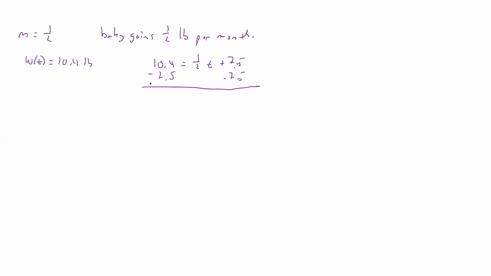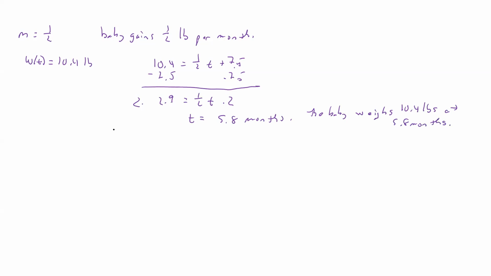And so then we get what? 9.2 equals 1/2 t. So multiply by 2, multiply by 2. And so then we get t equals 5.8, and that's months. And so we can say the baby weighs 10.4 pounds at 5.8 months. So that's what we would have when the weight is 10.4 pounds.